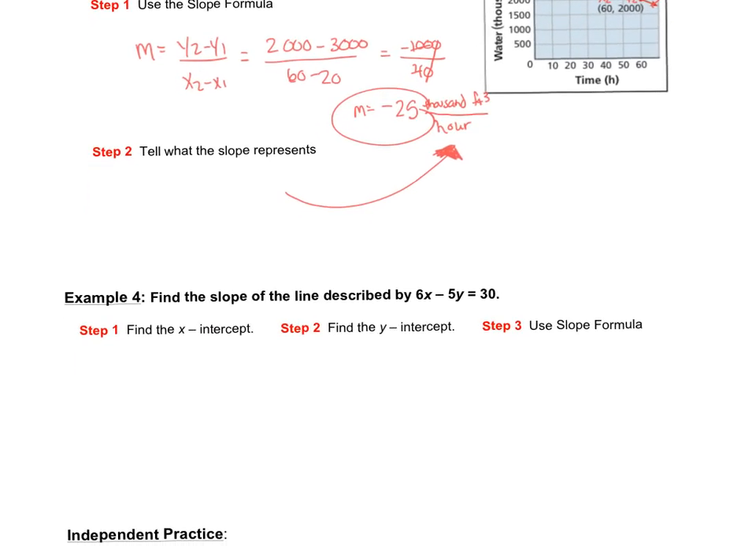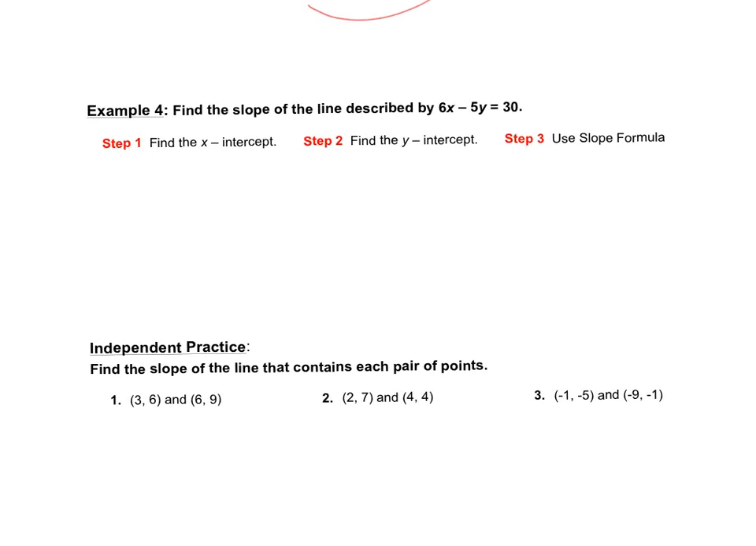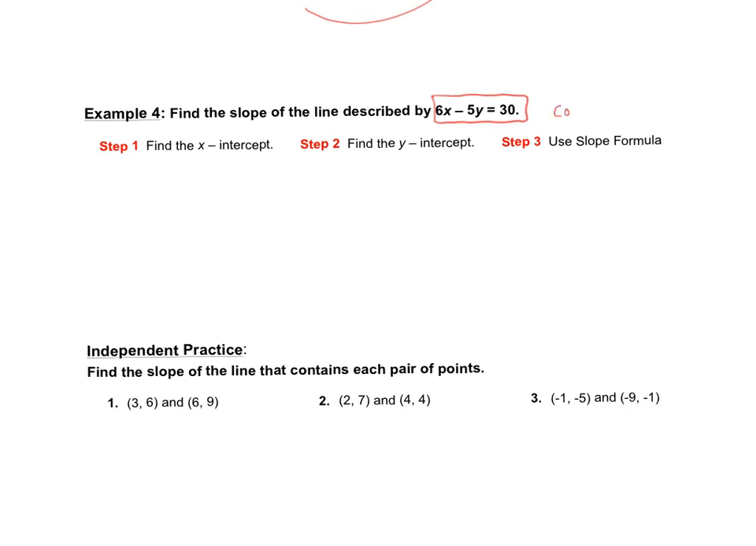That's what it represents. Example 4, find the slope of the line described by this equation, 6x minus 5y equals 30. Eventually we're going to use y equals mx plus b, where you'll isolate the y, and you guys should be good at that by now. But in the meantime, we need 2 ordered pairs usually to find slope, right? So we can use the cover-up method to find our intercepts, which we did in 4-2.